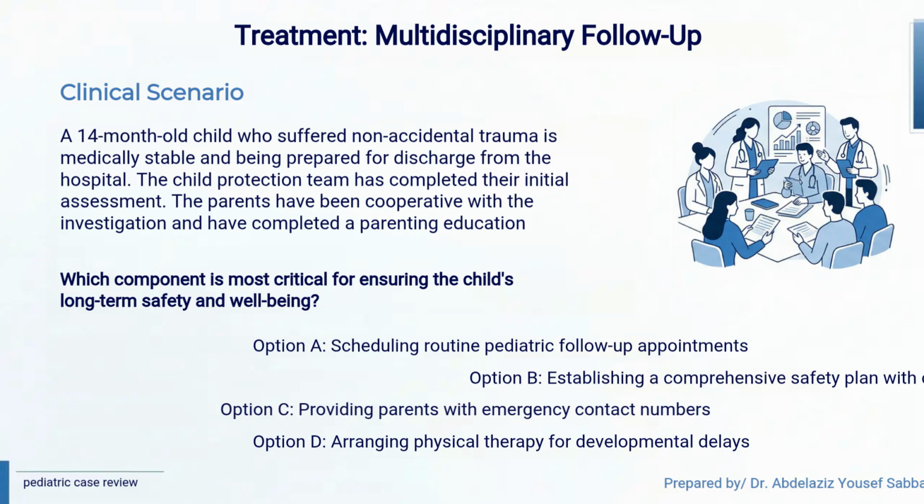Case 12. A 14-month-old child who suffered non-accidental trauma is medically stable and being prepared for discharge from the hospital. The child protection team has completed their initial assessment. The parents have been cooperative with the investigation and have completed a parenting education program. Which component is most critical for ensuring the child's long-term safety and well-being? Option A. Scheduling routine pediatric follow-up appointments. Option B. Establishing a comprehensive safety plan with Child Protective Services. Option C. Providing parents with emergency contact numbers. Option D. Arranging physical therapy for developmental delays.